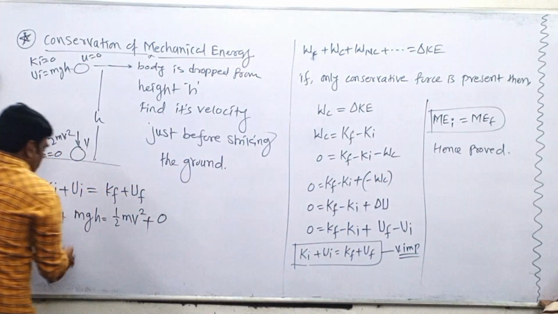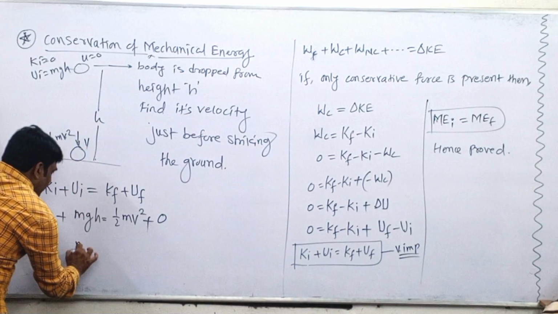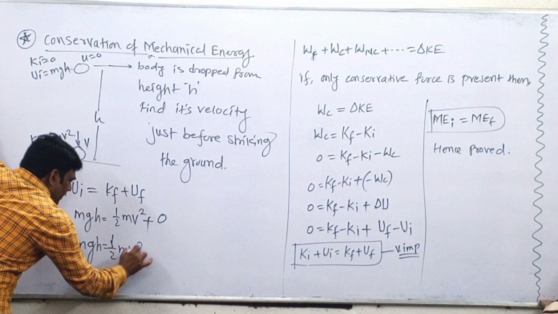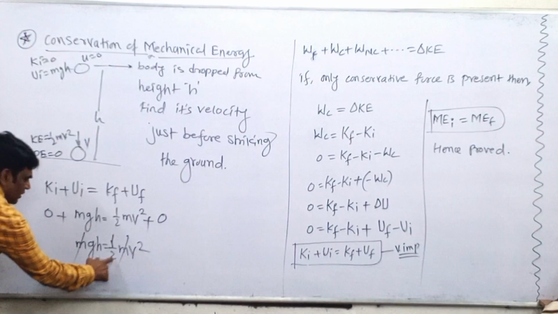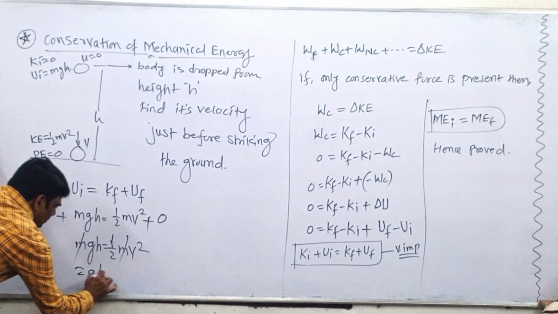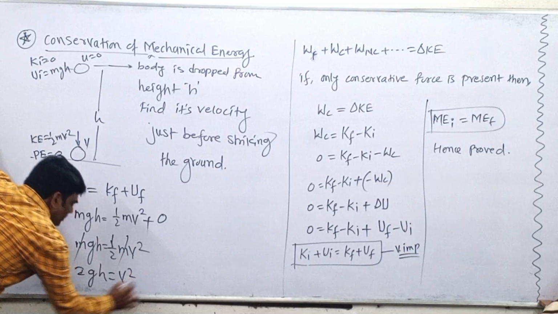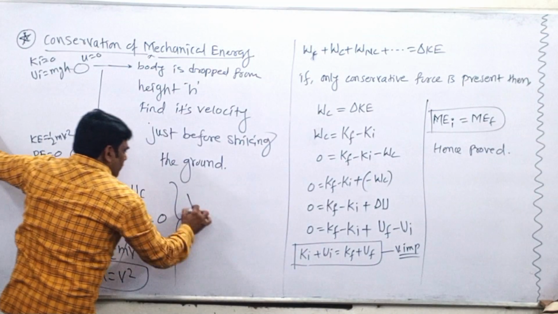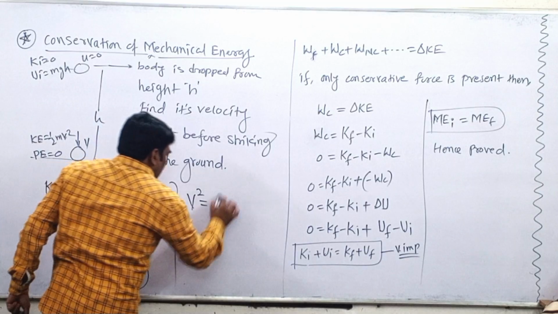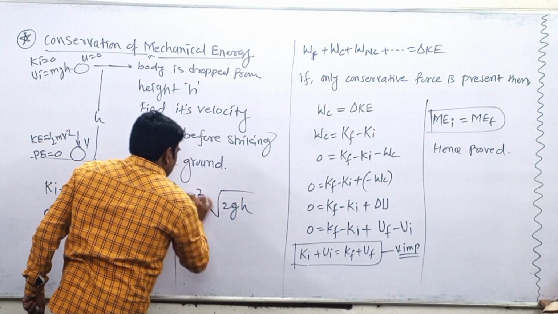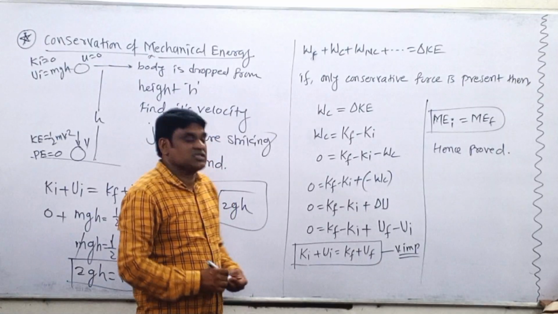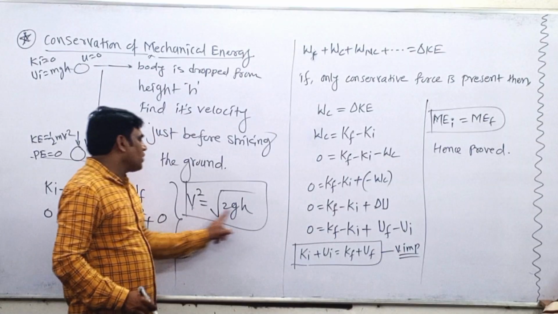Okay. So now we want v. So mgh is equal to 1 by 2 mv square. So this m can cancel, and this 2 will come here. So 2gh is equal to v square. So from this, what can you write? v is equal to under root 2gh. And this we have done in 1D also, in one dimensional motion.